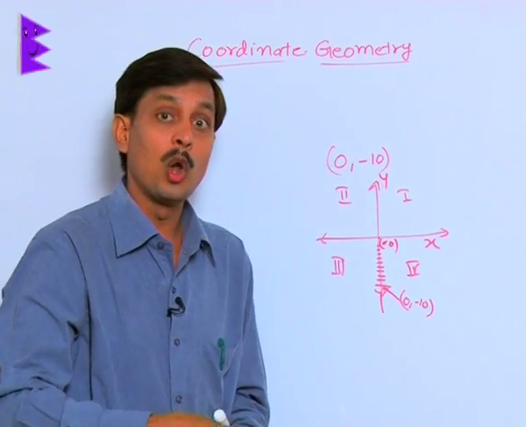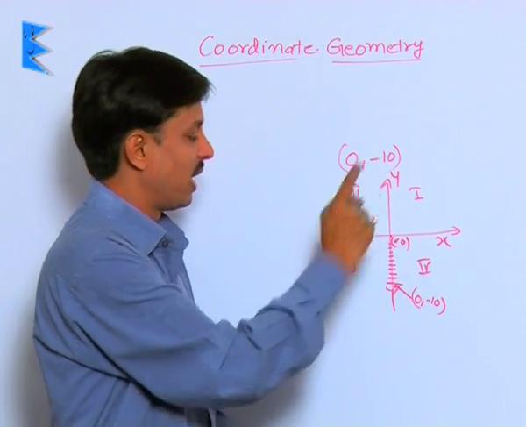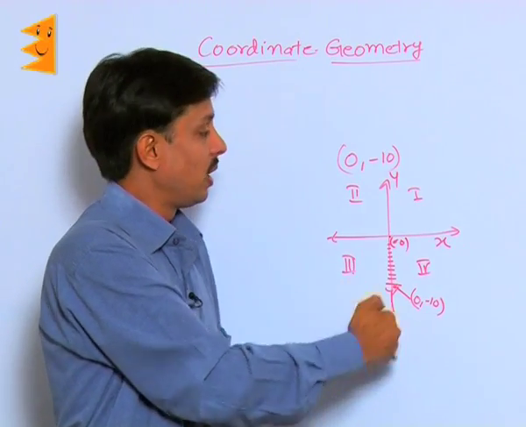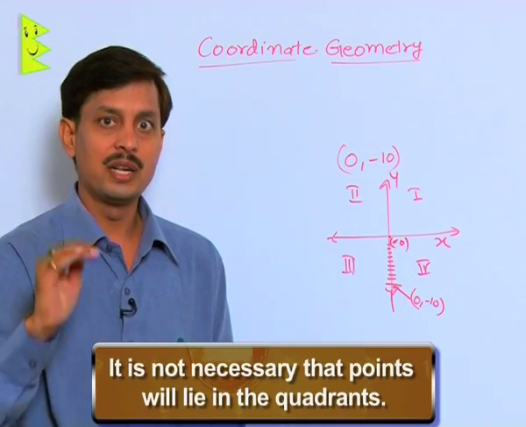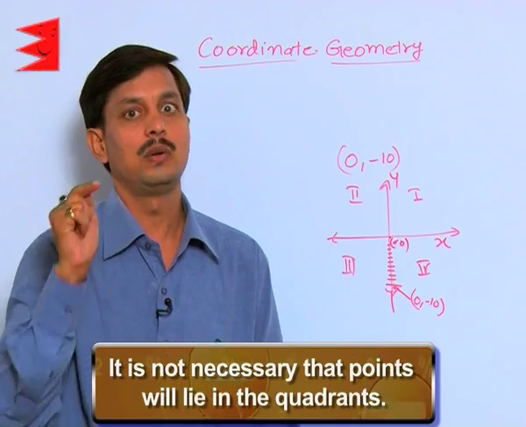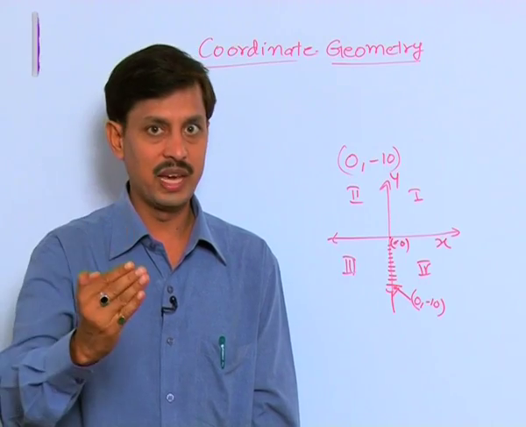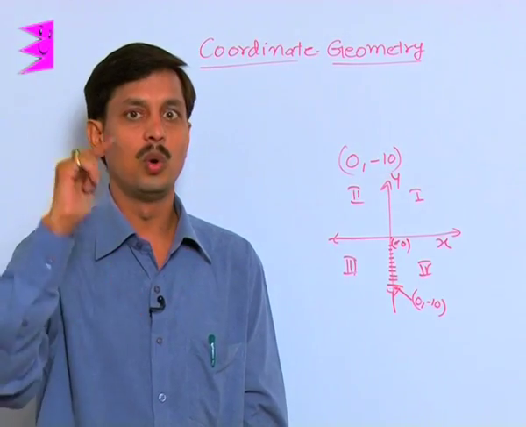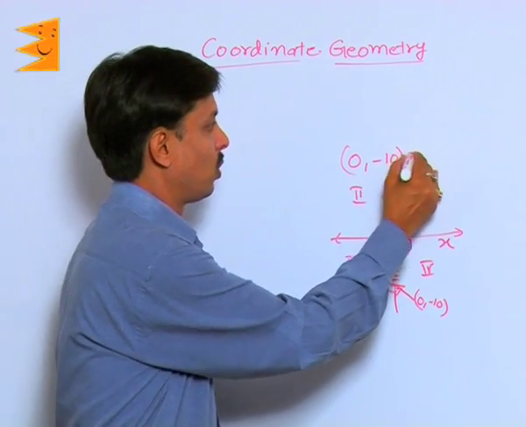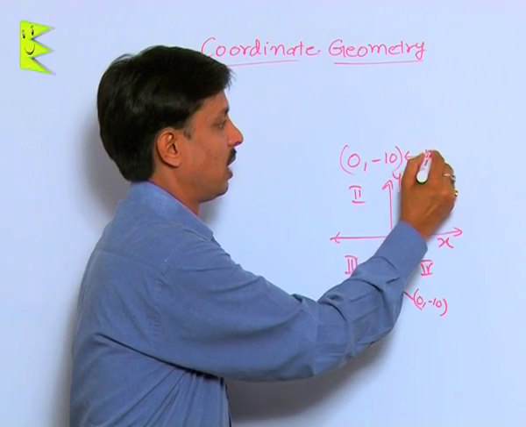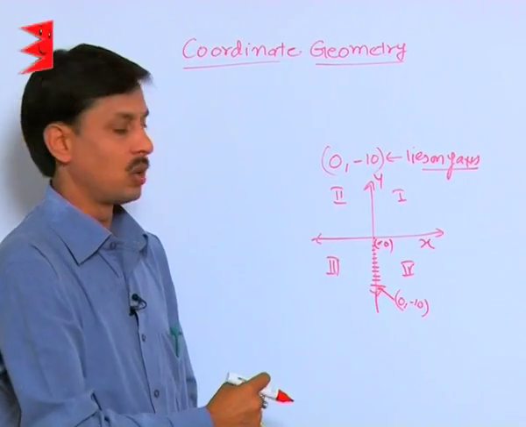Again, as we have not moved along the x-axis, (0, -10) cannot go in the fourth quadrant, and cannot come in the third quadrant. It will lie on the y-axis. So it is not necessary that points will fall in the first, second, third or fourth quadrant. If x is 0, the point will lie on the y-axis, and if y is 0, the point will lie on the x-axis. So what becomes the property? (0, -10) lies on the y-axis.